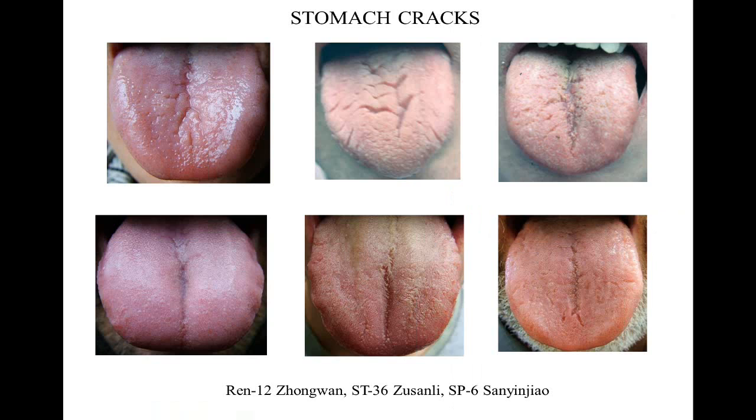And these are examples of stomach cracks. A very good one, probably the best one, is the bottom one in the middle, this one. The stomach crack is more in the middle, and it's a wide crack, as opposed to the heart crack that will be longer all along. So all these six tongues here, they're all variations of stomach cracks, which indicate Stomach-Yin deficiency.